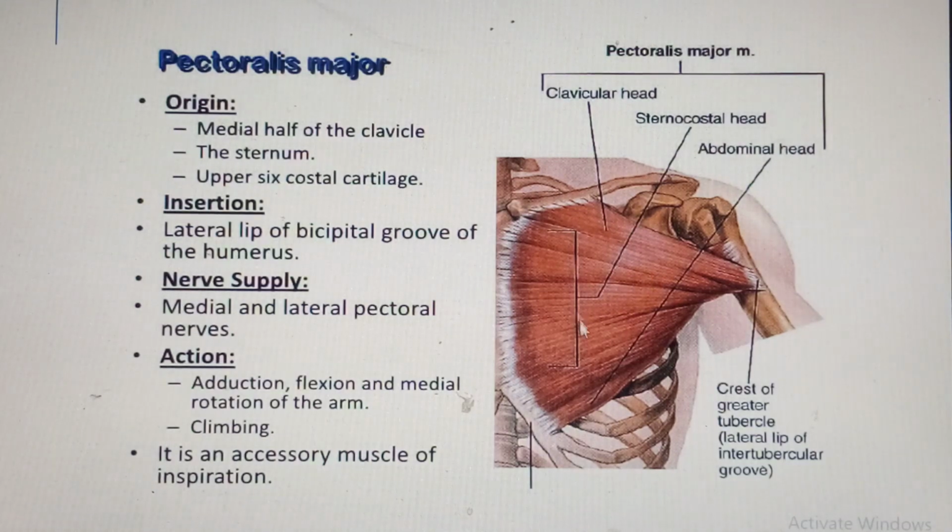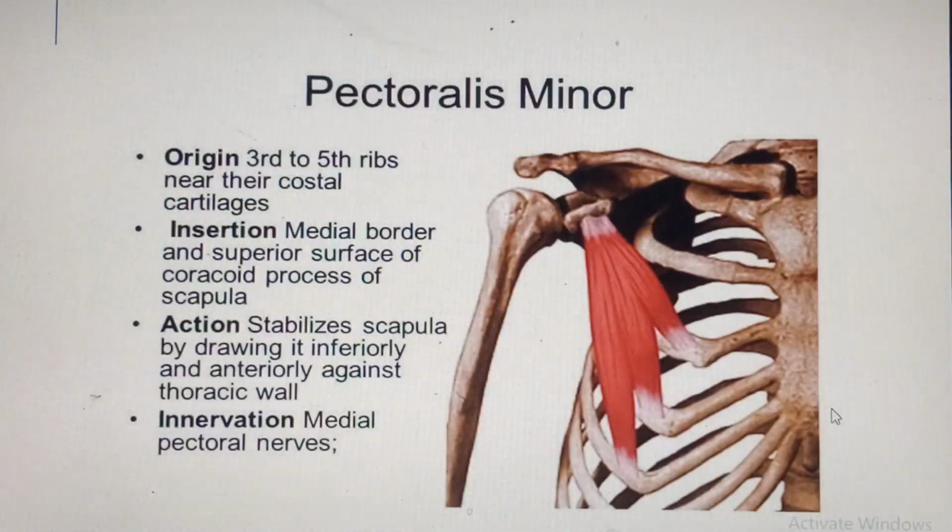The key thing over here is that it is a hybrid muscle. Why? Because it has dual innervation. It has medial pectoral nerve supply, as well as lateral pectoral nerve, giving it that kind of innervation. So that is what I want you to actually know over here.